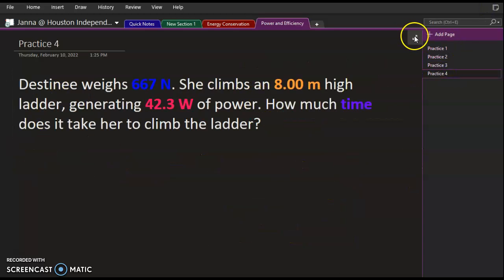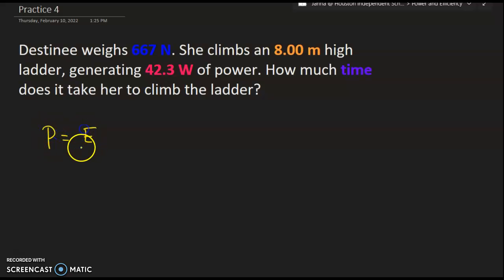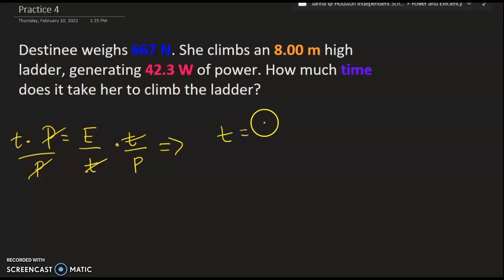Practice 4, last one. Destiny weighs 667 newtons. She climbs an 8-meter high ladder, generating 42.3 watts of power. How much time does it take her to climb the ladder? Power is equal to energy over time. We are looking for time. So if I multiply by time on both sides, and I divide by power on both sides, this isolates my variable t. Time is equal to energy divided by power.